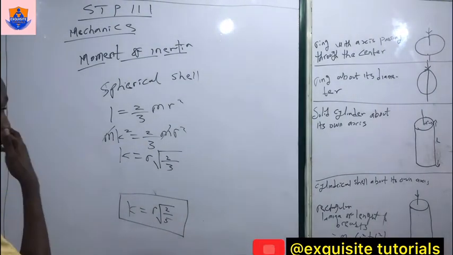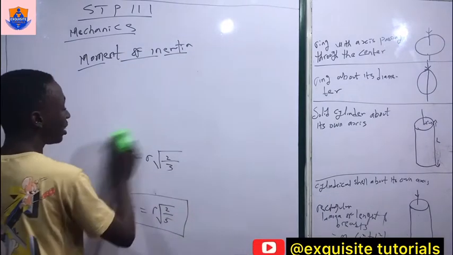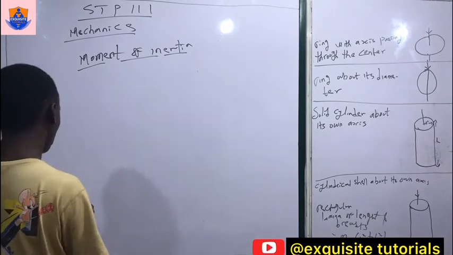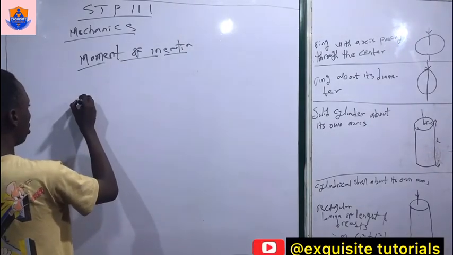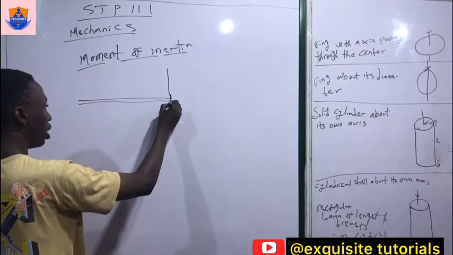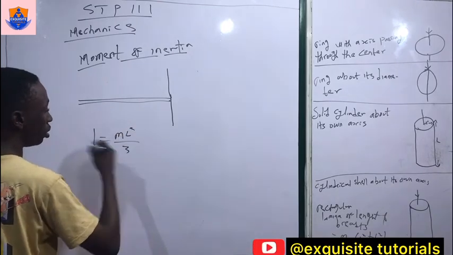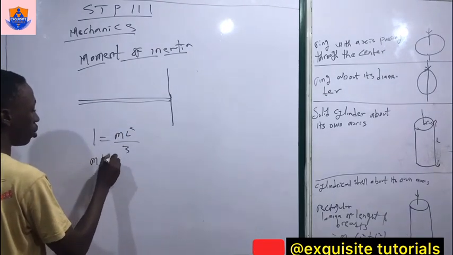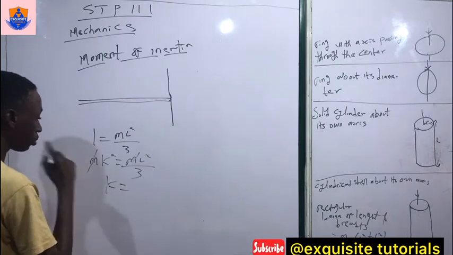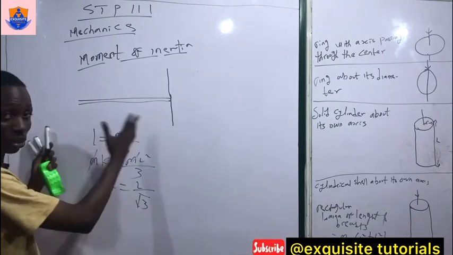We also have the formulas for a long thin rod. We can have the axis passing through the center, and we can also have the axis passing through the edge. Take a rod like this, and the axis passes through the edge. For this one, the moment of inertia is equal to M L squared over 3. So the radius of gyration M K squared is equal to M L squared over 3. This cancels this. So K is equal to L over root 3.